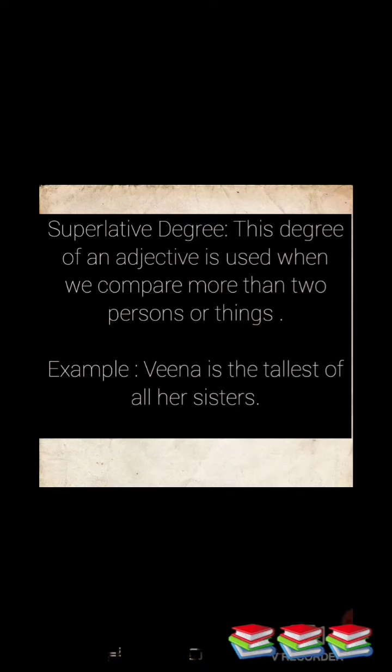Third one is the superlative degree. This degree of an adjective is used when we compare more than two persons or things. When we talk about more than two personalities, groups, and things, that comes under the superlative degree. Example, Veena is the tallest of all her sisters. It means Veena is the tallest person among all the sisters. So, Veena is being compared with more than two personalities. It comes under the superlative degree.